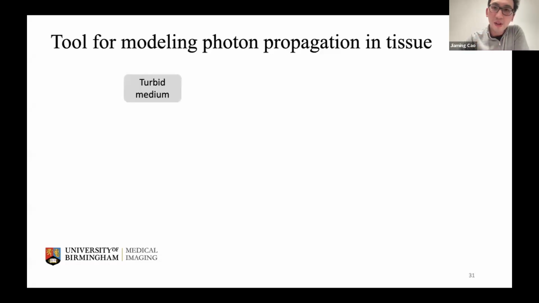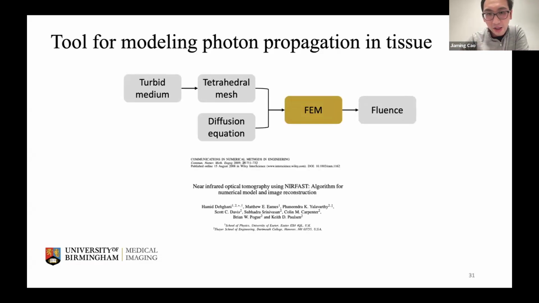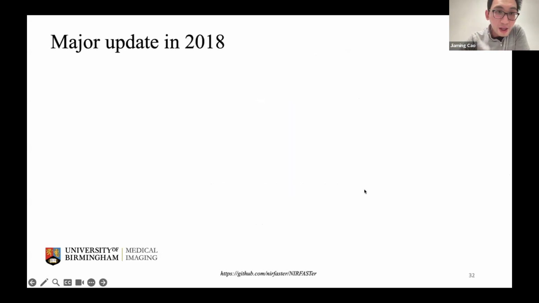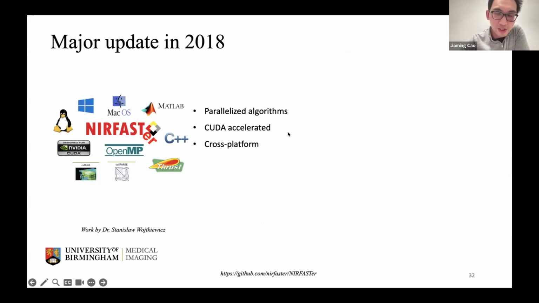So this is the brief introduction of the history of the NIRFAST toolbox. This is something that Hamid Dehghani, my current advisor, did many years ago. So effectively, it's an FEM solver of the diffusion equation, and it calculates the fluence that is propagating in the turbid medium. And the FEM solver is the heart of it. So it started way before that, but the first monumental moment would be this 2009 paper. And the second monumental moment is back in 2018 when a postdoc here, Dr. Stanisław Wojtkiewicz, developed this GPU version that is called NIRFASTer.